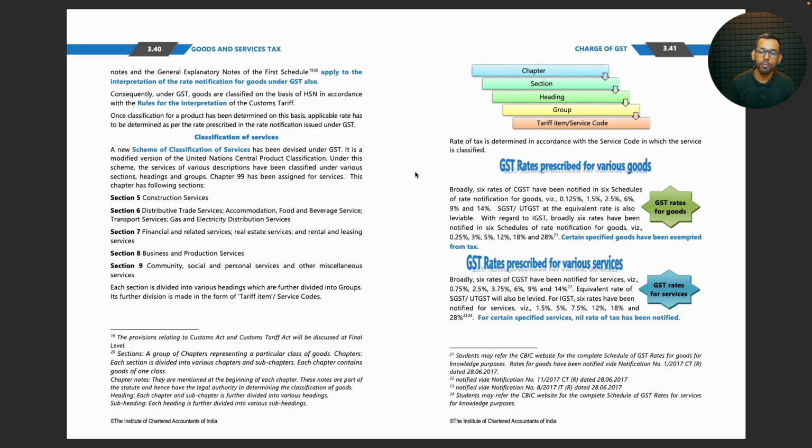GST rates prescribed for various services. Broadly 6 rates of GST have been notified: 0.75, 2.5, 3.75, 6, 9 and 14. Equivalent rate of SGST or UTGST will also be levied. For IGST, 6 rates have been notified for services, viz. 1.5, 5%, 7.5, 12%, 18% and 28%. For certain specified services, nil rate of tax has been notified.